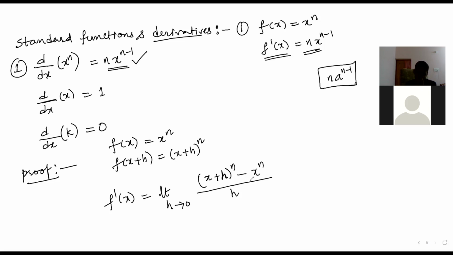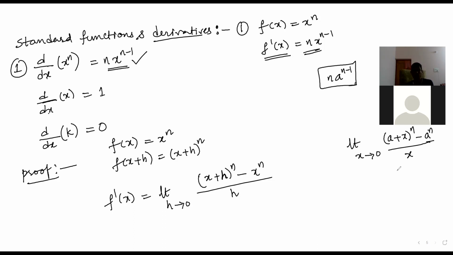So for this, we have to find out the limit. Here you see, x is constant and h is variable. H is tending to 0. Yes or no? So this is like this: limit x tends to 0, (a plus x) to the power of n minus a to the power of n, by x. Like this it is. Yes, sir. I understood it.